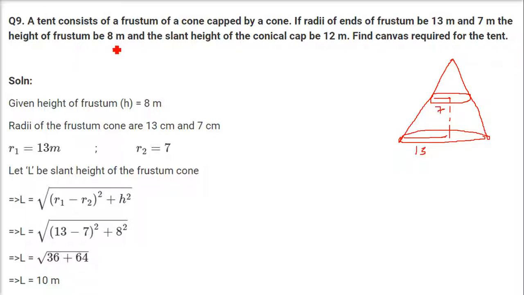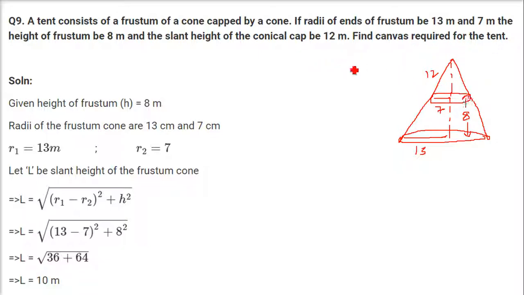The height of the frustum is 8 meter. So the height of the frustum is, this is 8 meter from here to here, the frustum. And the slant height of the conical cap is 12 meter. So this is 12 meter. Find the canvas required for the tent.